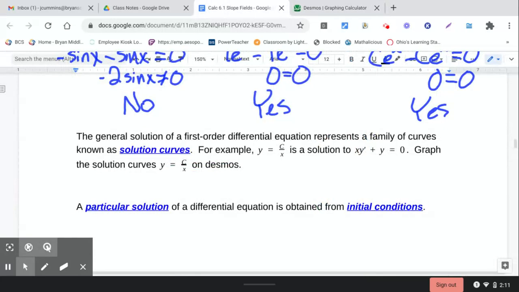Now, if we want to find the particular solution, we need to have some sort of initial conditions that will enable us to solve for C. So if our problem has given us a solution of this, but we want to know exactly which curve it is, we would need to have some sort of initial conditions. So we'll see an example of that on the next video.